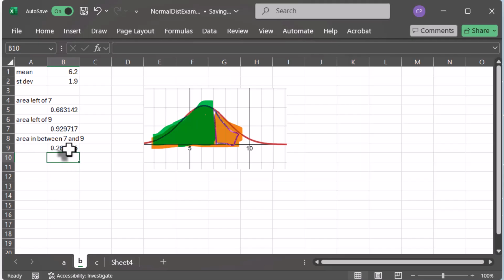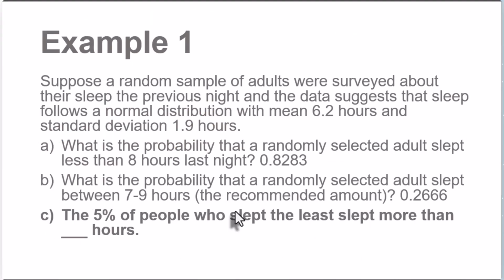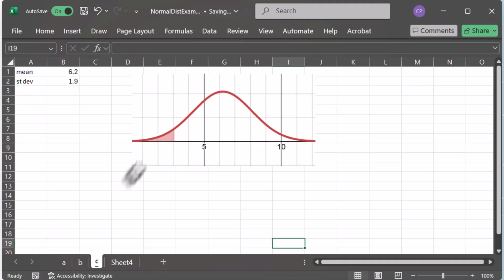And this would represent the probability of finding someone randomly selected who sleeps between 7 and 9 hours, about 27%. One last example or calculation from this first example. Here we're saying the 5% of people who slept the least slept more than how many hours? So this is a little bit different. It's a different type of question.